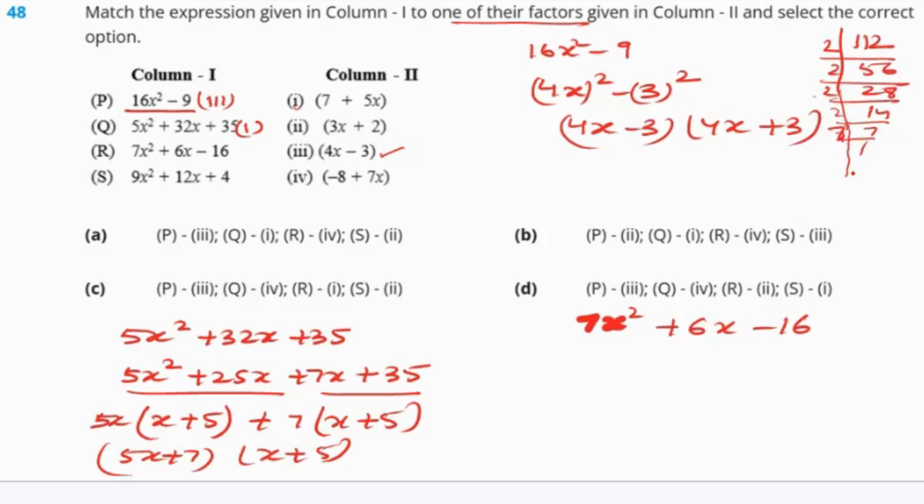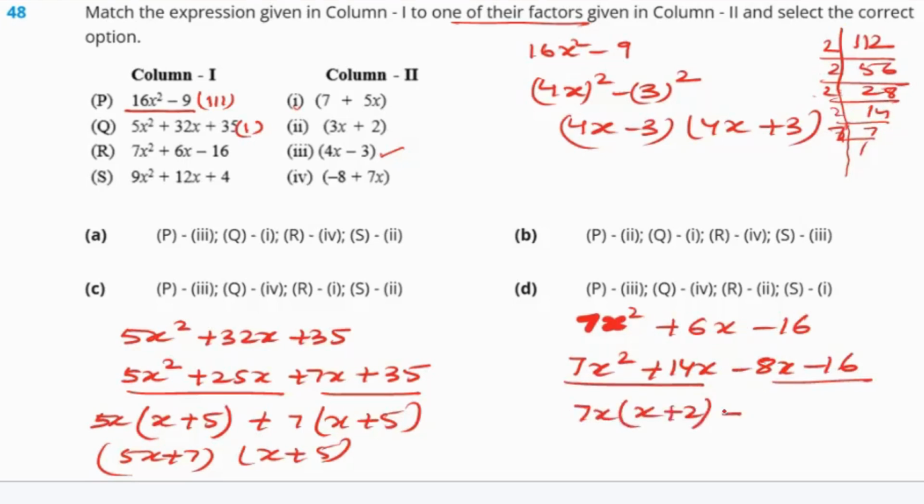Okay, so here we are getting what? 14 and 8. Okay, 14 minus 8 is 6 only. So we are getting what? 14x and 8x over here and minus 16. Okay, so 7x we can take common from here. x plus 2 will remain over here, and here x plus 2 will remain.